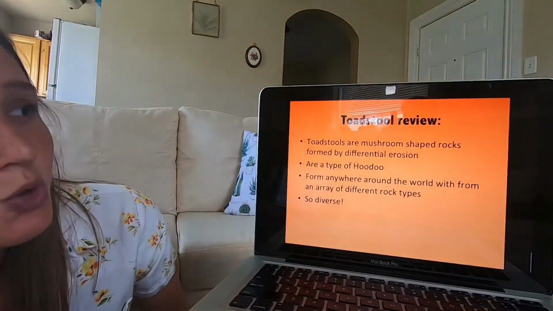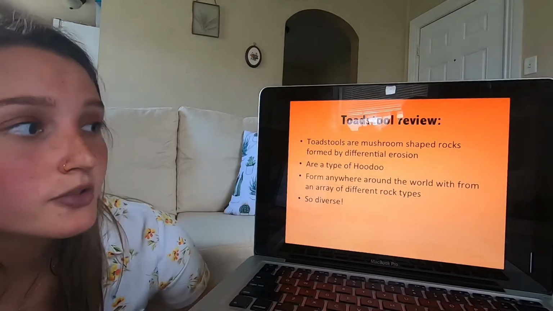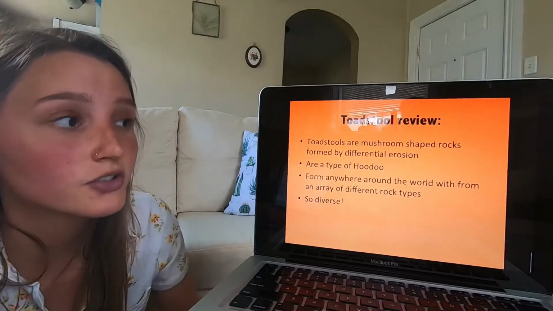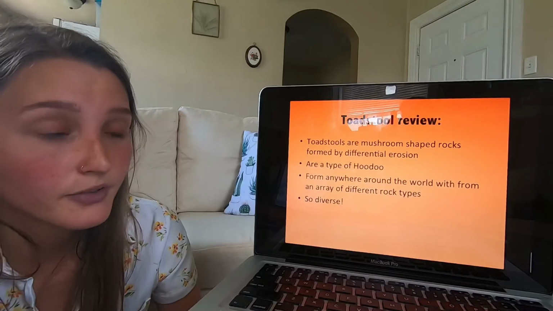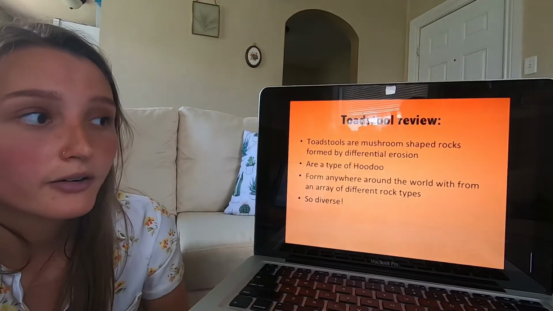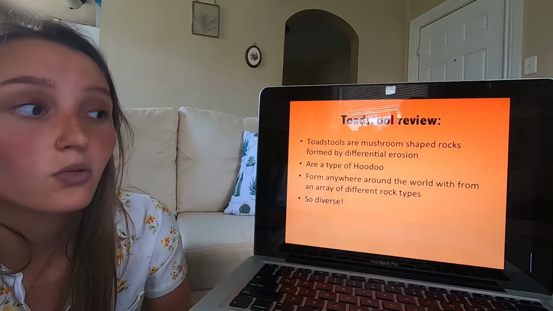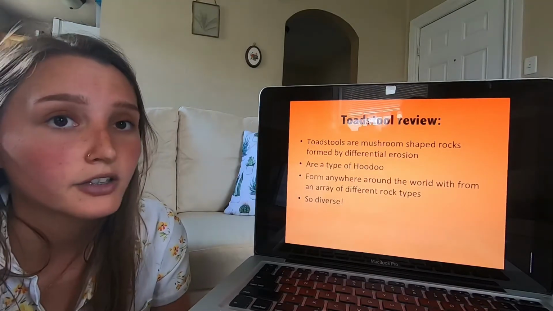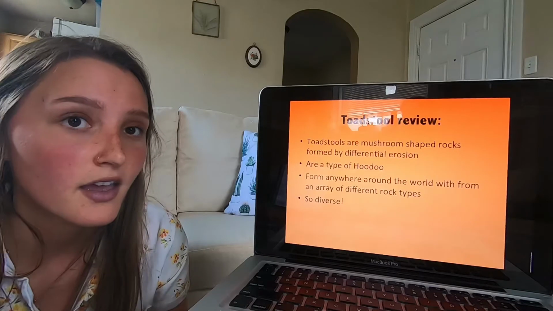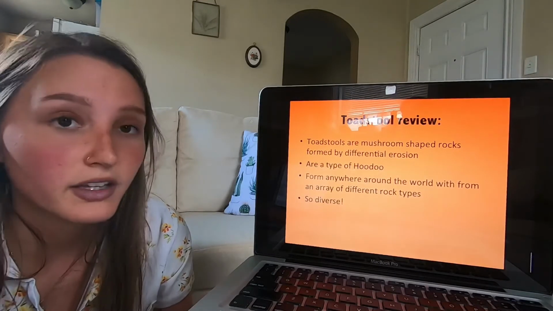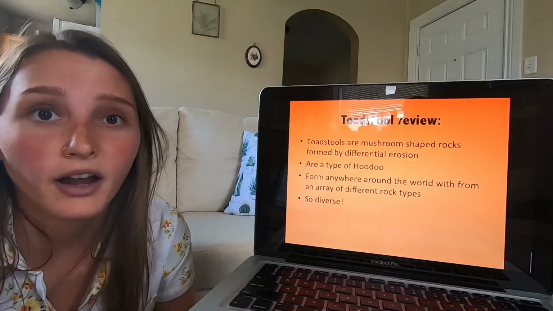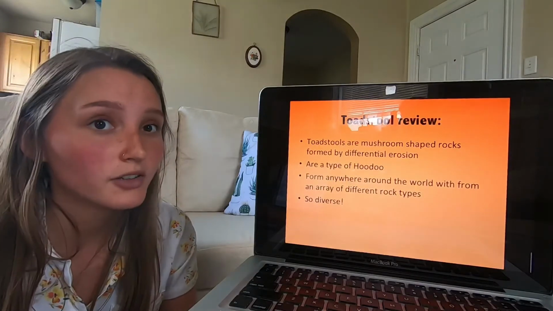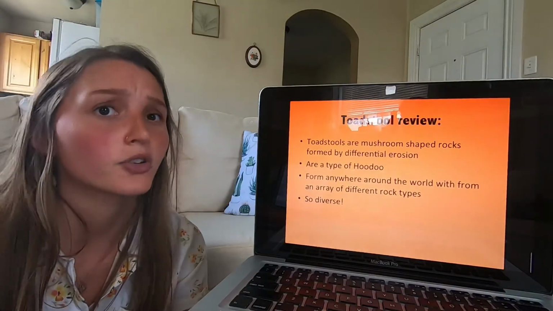So let's do a quick review. So toadstools are mushroom-shaped rocks formed by differential erosion. They are a type of hoodoo and form anywhere around the world with an array of different rock types. They are so diverse, come in many colors, many shapes, many sizes, and once you look into them, you realize there's a lot more out there. Now, we're going to move on to a demonstration on how hoodoos are formed.